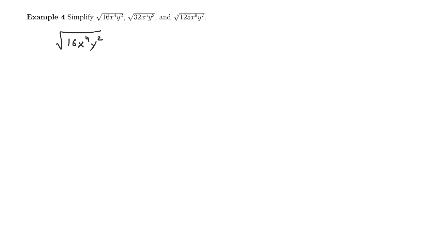And here we're assuming that all of our variables x and y are going to be positive numbers or 0, just so we don't have to worry about if we take the square root of a negative number that it is going to give us an error message. So anyway, for the square root of 16 times x to the 4th times y squared, like in the last example, I can break this up into the following.